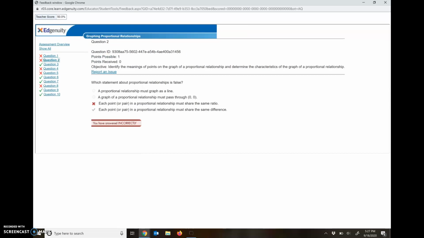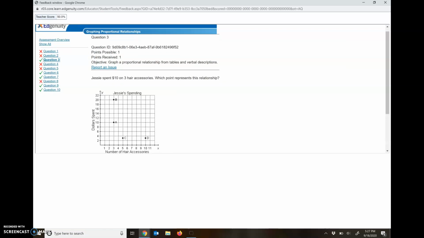Which statement is false about proportional relationships? So the first one is true. It always needs to be a straight line. The second one is also true. It also needs to go through 0, 0. The third one is also true. They always need to share the same ratio. The bottom one is not true. They can have a different common difference, mainly because it always has to go through 0. They're never going to have the same common difference.